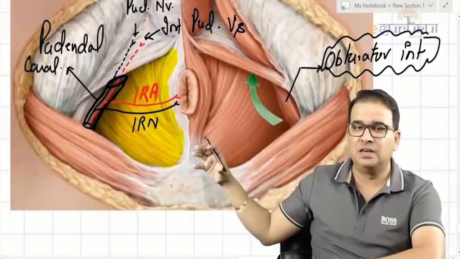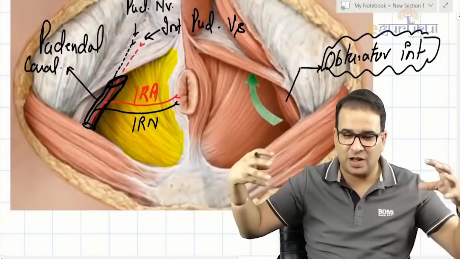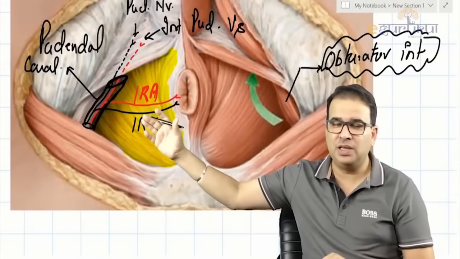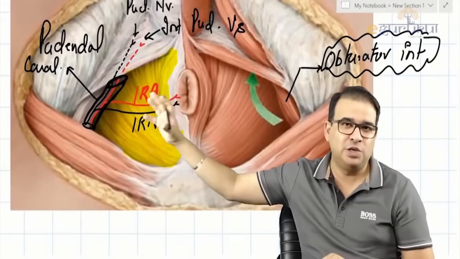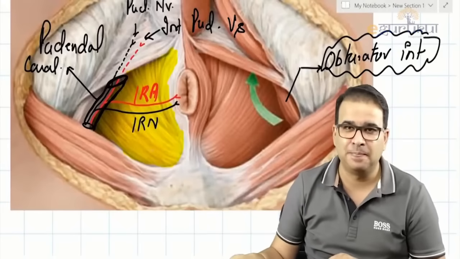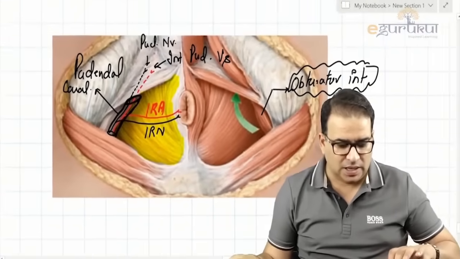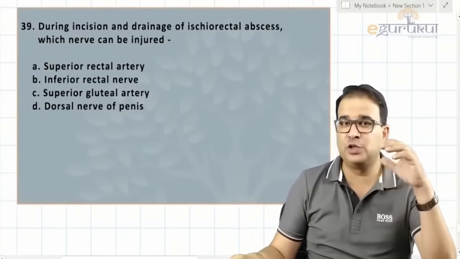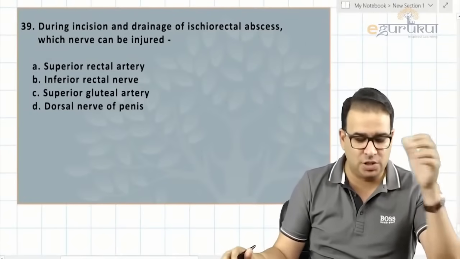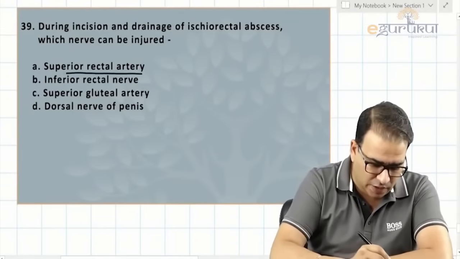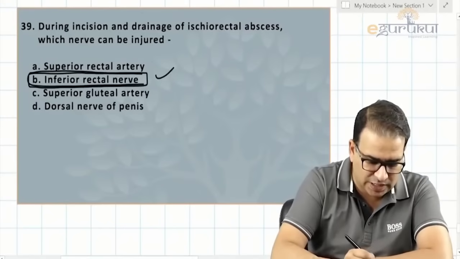So inferior rectal nerves and vessels are the structures which run transversely in the ischiorectal fossa, and that is why they are vulnerable to injury when we try to drain the abscess from the ischiorectal fossa, because all other structures are safe toward the lateral side here. That's why the answer to this question, where it says that during incision and drainage of ischiorectal fossa abscess, which nerve can be injured, is the inferior rectal nerve. Out of the four options given here, the inferior rectal nerve, which is running transversely, is most likely to be injured.